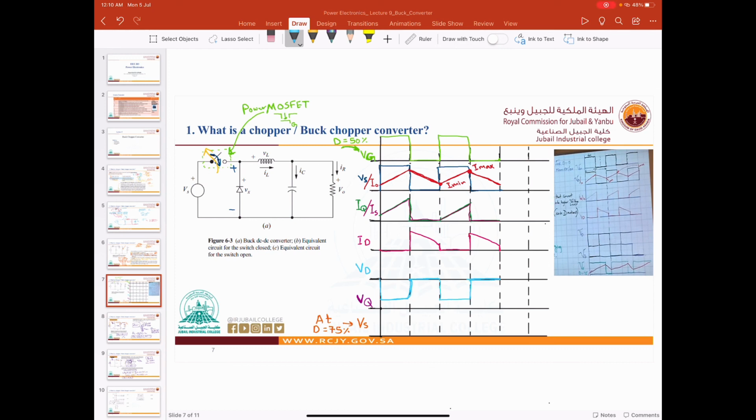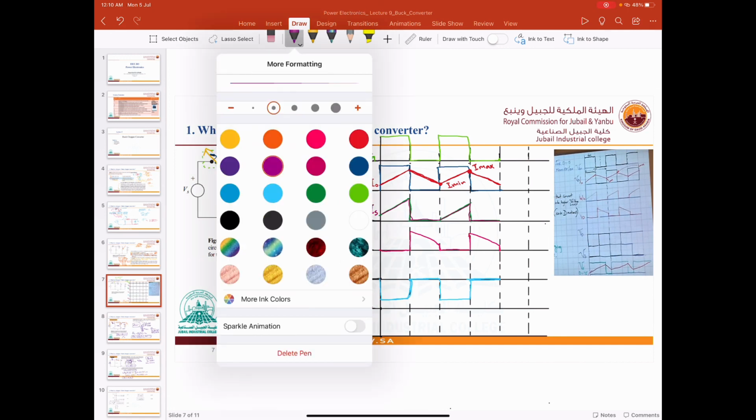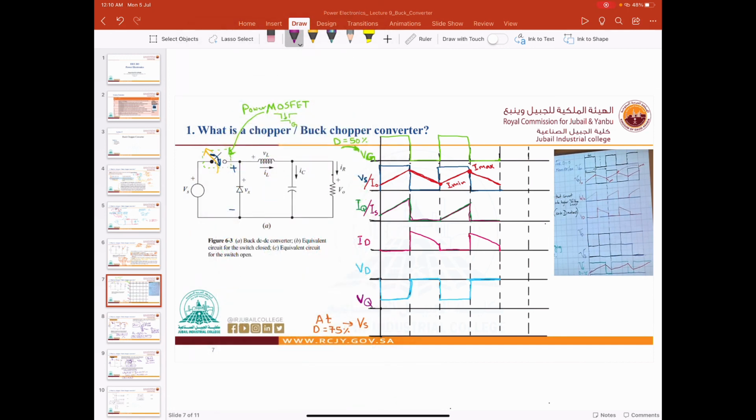Okay, this is the V diode. Now, the VQ, the voltage across the power MOSFET. When the switch is closed, it will act like a closed wire, so there is no voltage. So this is when the switch is closed. It will act like a wire.